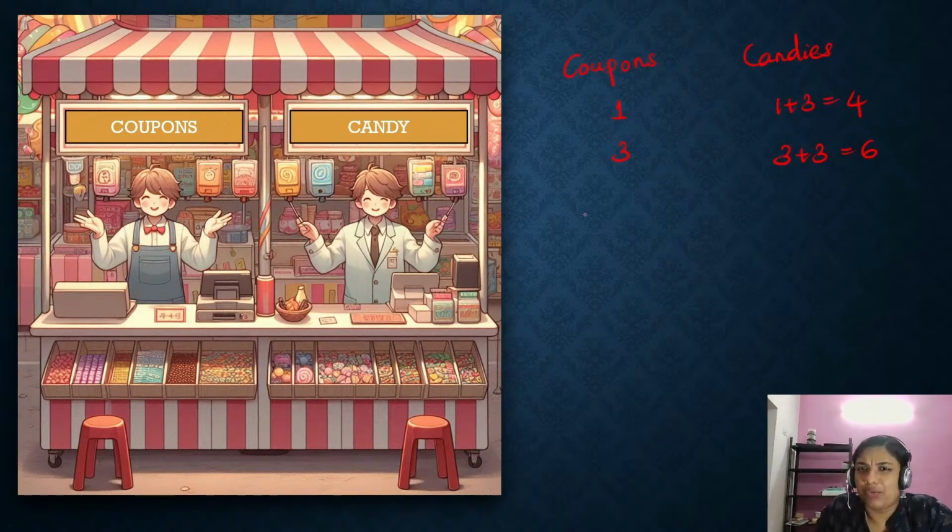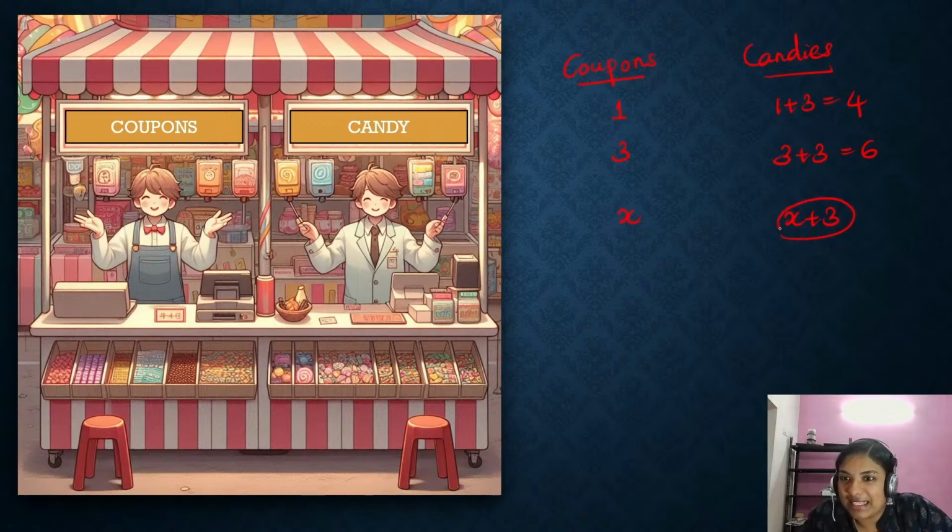Okay, let's take a variable for that. If I take X for the number of coupons, that means if a person buys X number of coupons, then that person will be getting how many candies? Yes, X plus 3 candies. See, here we have established a relationship between coupon and candies. Number of coupons and number of candies. And we got something like this, X plus 3. And this is an algebraic expression.